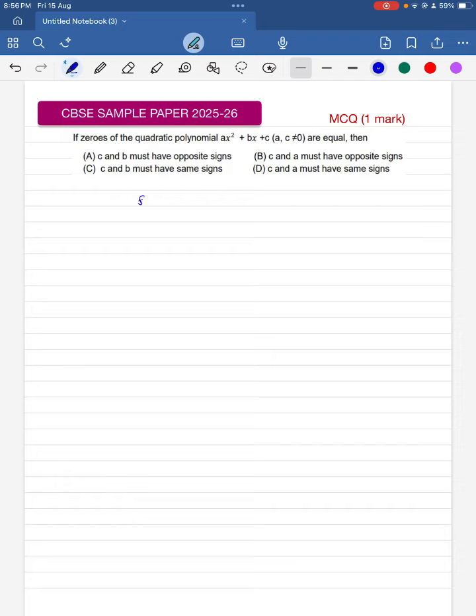So they've given you the polynomial f of x is equal to ax squared plus bx plus c. And they've said that the zeros of this quadratic polynomial are equal to each other, which means its discriminant D must be equal to 0. And how do we find the discriminant of the polynomial? By using the formula b squared minus 4ac.